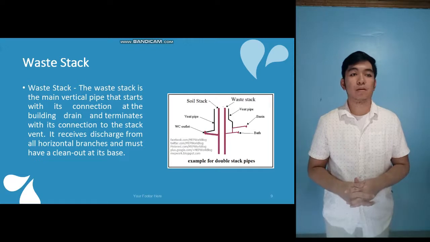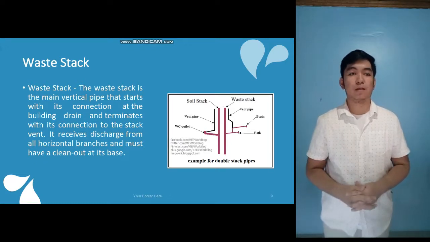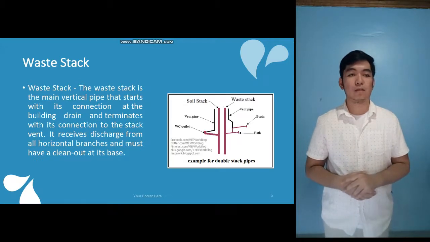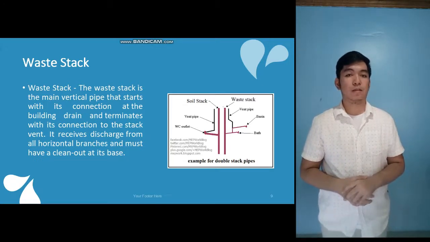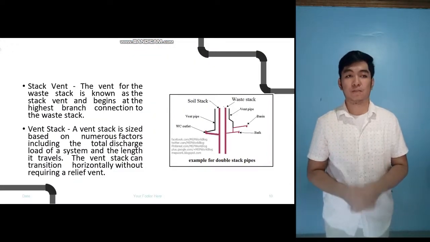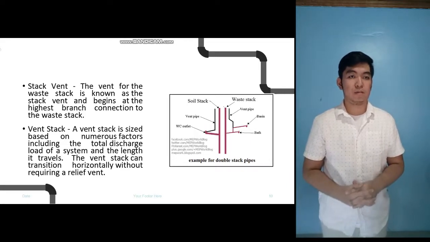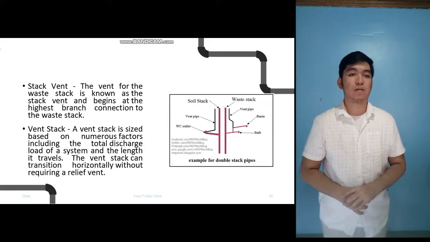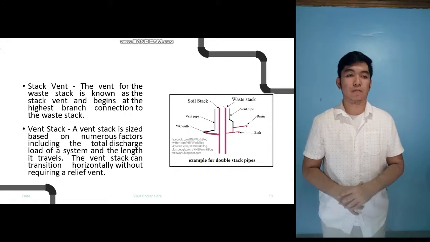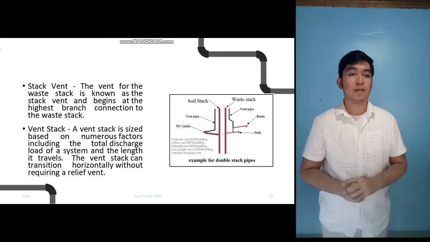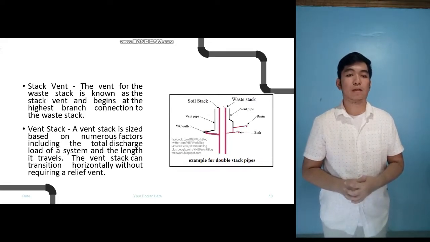Next is the waste stack. The waste stack is the main vertical pipe that starts with its connection at the building drain and terminates with its connection to the stack vent. It receives discharge from all horizontal branches and must have a cleanout at its base. Next is the stack vent. The vent for the waste stack is known as the stack vent and begins at the highest branch connection to the waste stack. Next is the vent stack. A vent stack is sized based on numerous factors including the total discharge load of a system and the length it travels. The vent stack can transition horizontally without requiring a relief vent.